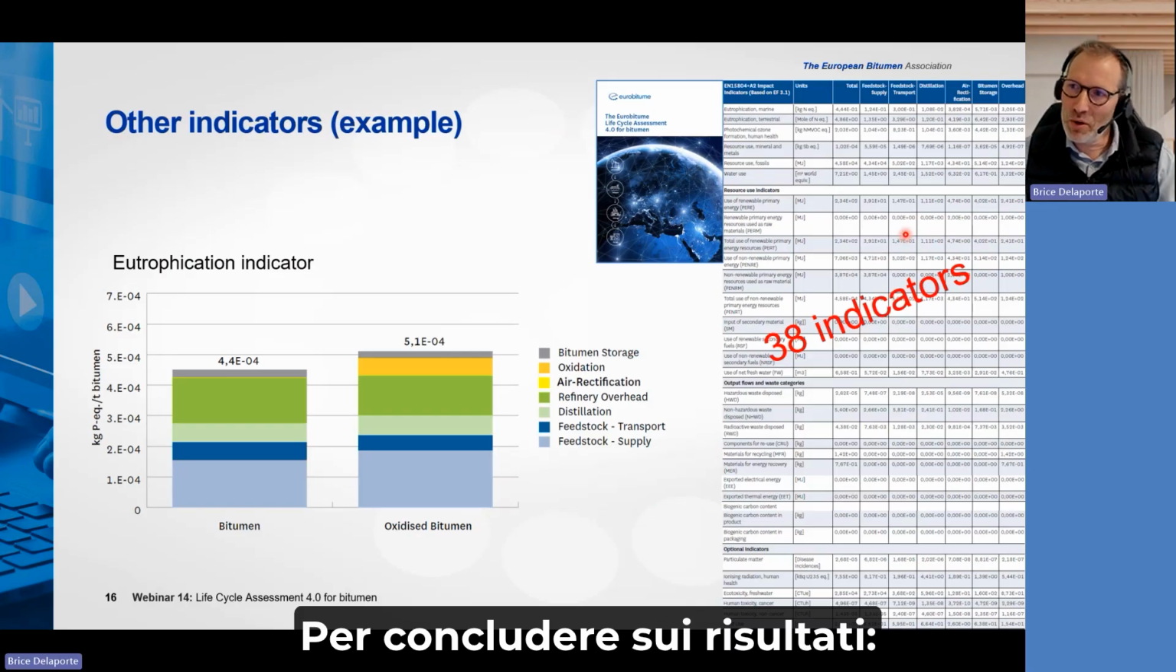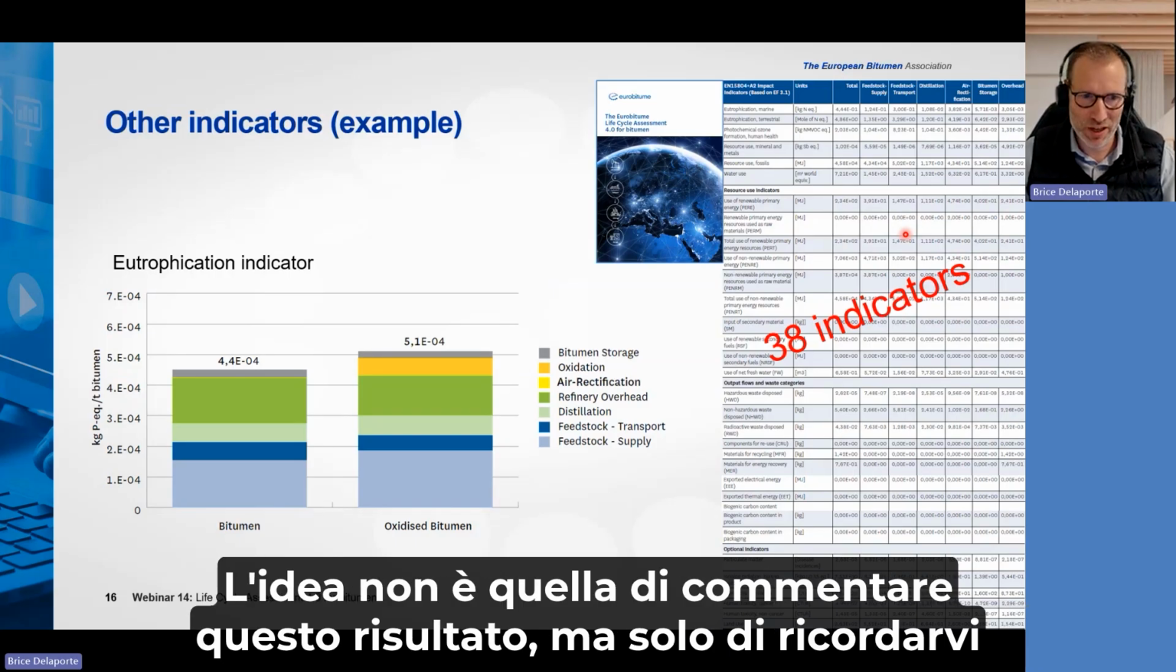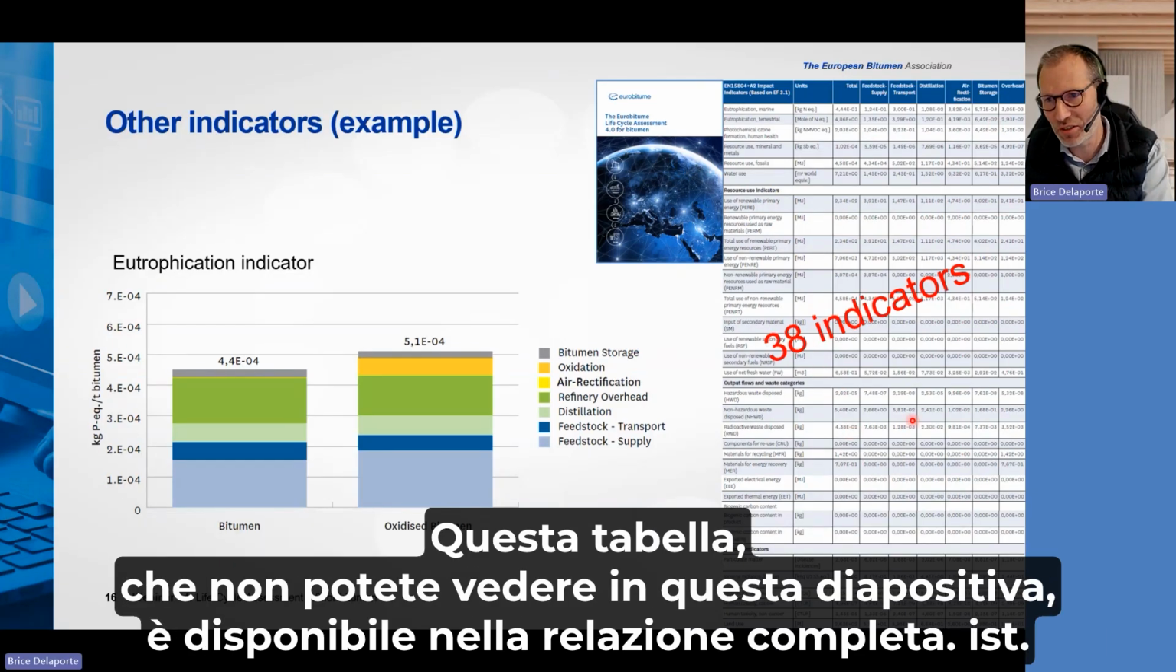Just to finish about the results, you have here on this chart the result regarding the eutrophication indicator. The idea is not to comment on this kind of results, but just to remind you that in the full report, you can access the 38 indicators and according to the different bitumen production stages. So typically this table that you cannot read on this slide, but which is available in the full report once again.